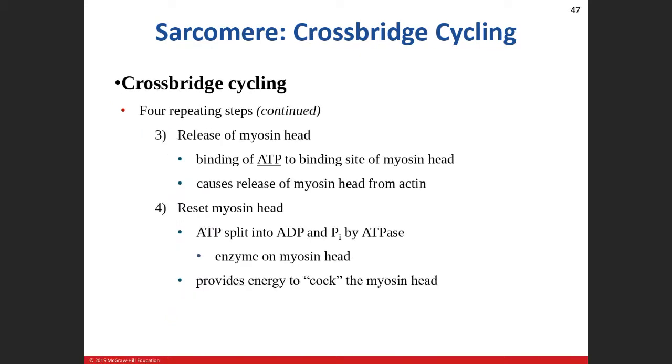Well, that happens here in our third step. That's when we're going to release the myosin head, because either we're going to stop the contraction altogether, or we need to reset everything for more contraction. So during this phase, our new ATP binds on to the ATP binding site, and that causes the release of myosin from the actin. This doesn't happen in rigor mortis.